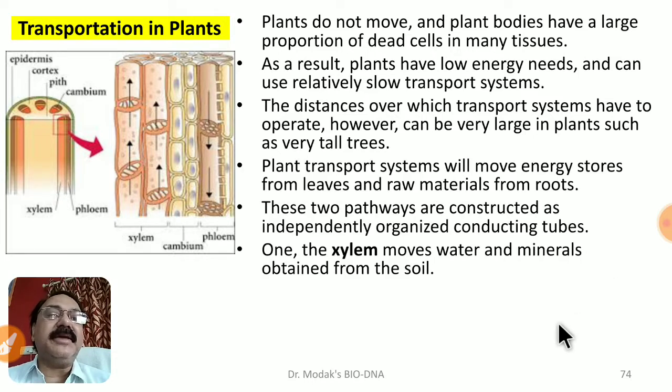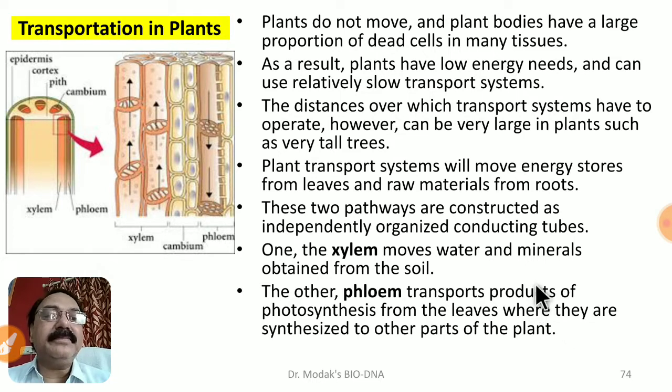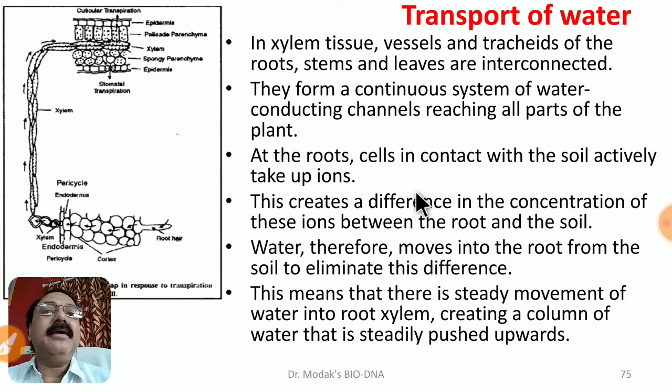The plant transport system consists of structural elements like xylem and phloem. Xylem moves water and minerals obtained from the soil to the other parts, and the phloem transports the food material. In this particular diagram you have to focus on the channel of transport of water, particularly how the transport of water is taking place.